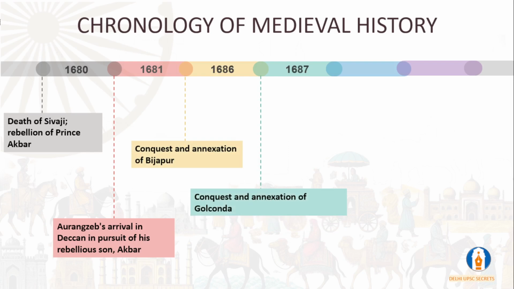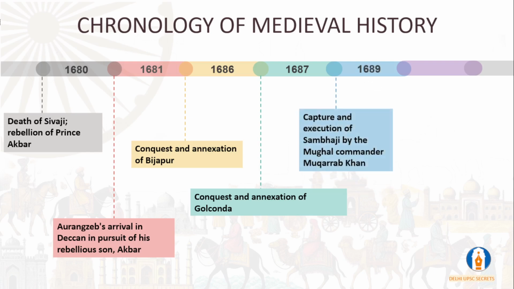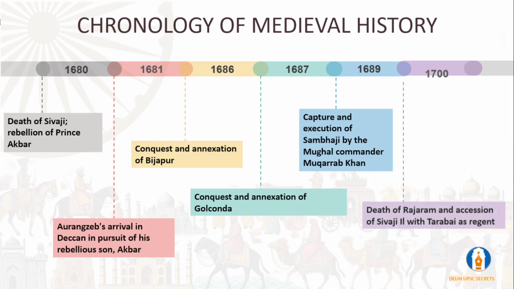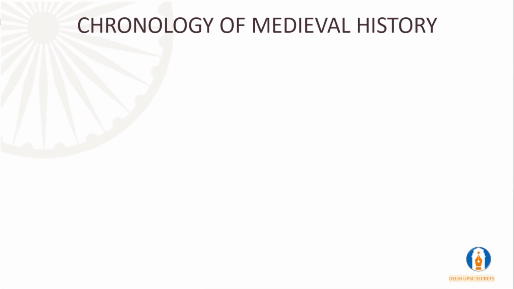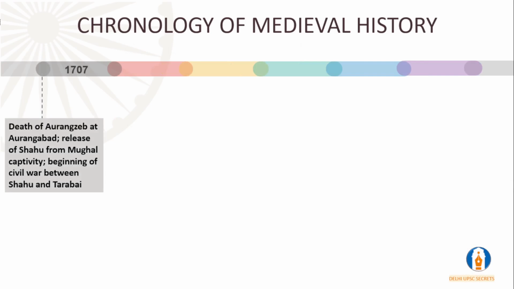Then 1686, conquest and annexation of Bijapur happens. Conquest and annexation of Golconda happens in 1687. Then 1689, capture and execution of Chhatrapati Shambhaji happens by a Mughal commander. And in 1700, the death of Raja Ram, and it leads to the ascension of Shivaji II, with Tarabai as regent. Then next, in 1707, the death of Aurangzeb happens.